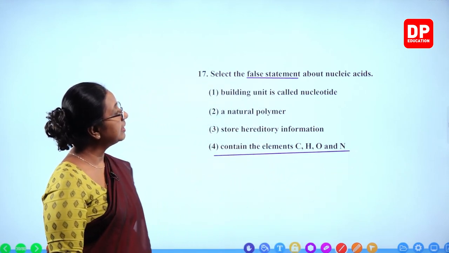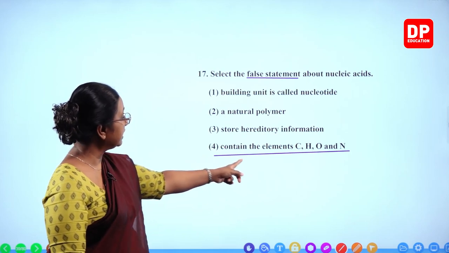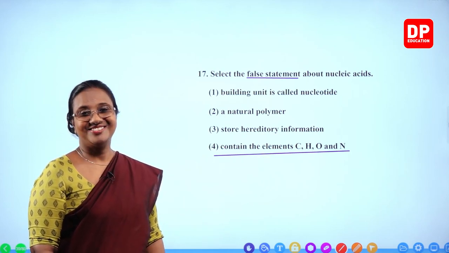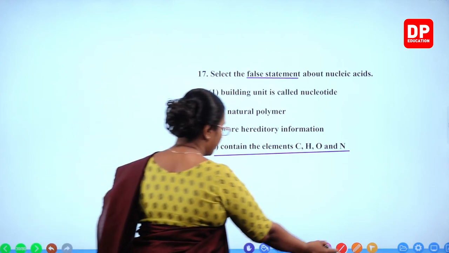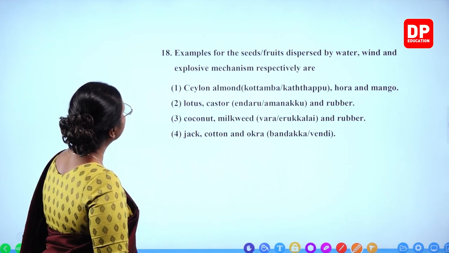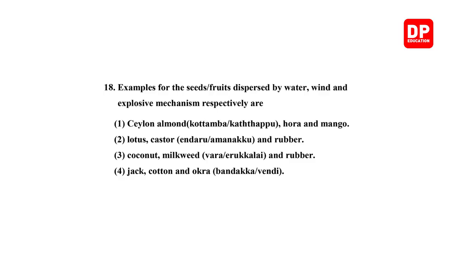Select the false statement about nucleic acids: contain the elements C, H, O, and N. Is that clear, student? Then we'll move on to the next question. That is question 18. Examples for the seeds or fruits dispersed by water, wind and explosive mechanism respectively are.